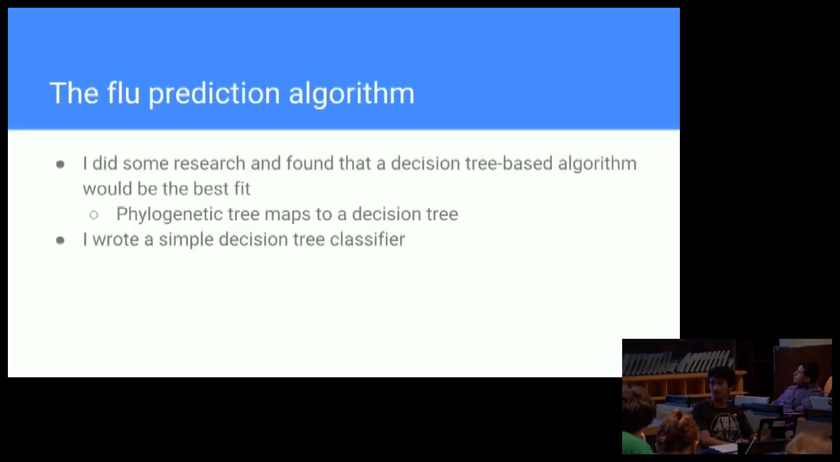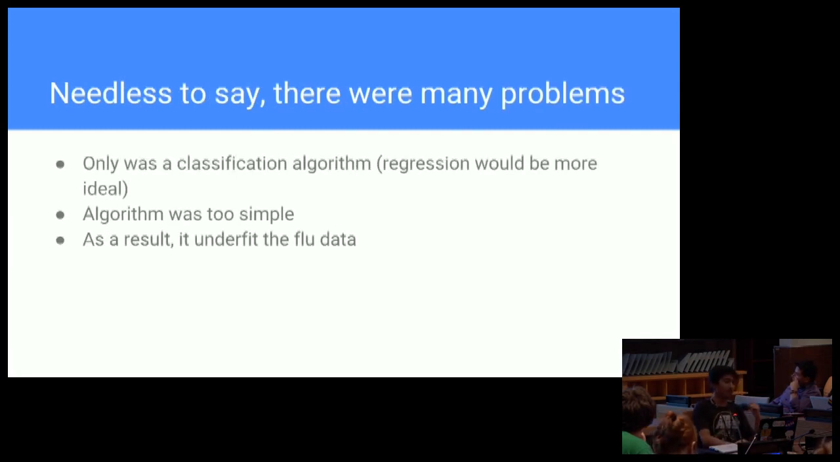So after I got past that hurdle, it was time to create the algorithm myself. I did some research and found a decision tree algorithm would be the best fit, because it was easy for me to write and easy to debug, and as well it matches a phylogenetic tree. Every time a decision tree branches, it's similar to how a phylogenetic tree branches from its parent to the children, and as a decision tree branches from one question to more questions or a decision.